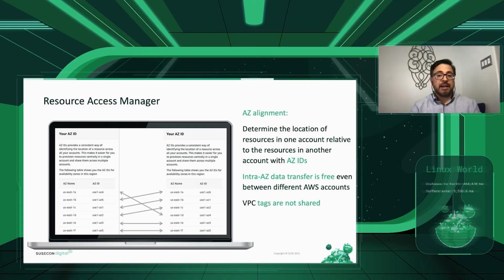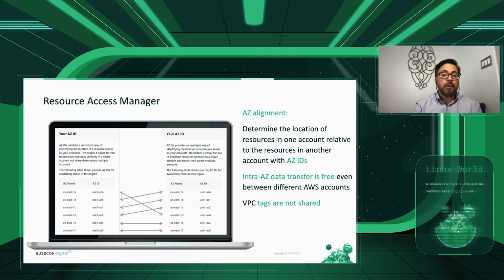transfer across accounts. Additionally, there may be times you do not want certain instances from a different member account on the same availability zone as your running instances. Customers will often request this based off of fault tolerance purposes. In Resource Access Manager, you can determine the location of your resources relative to other AWS accounts by looking at the AZID. The AZID is a unique and consistent identifier for an availability zone across all of your accounts.